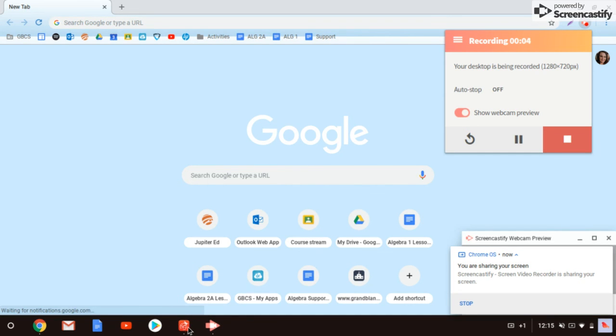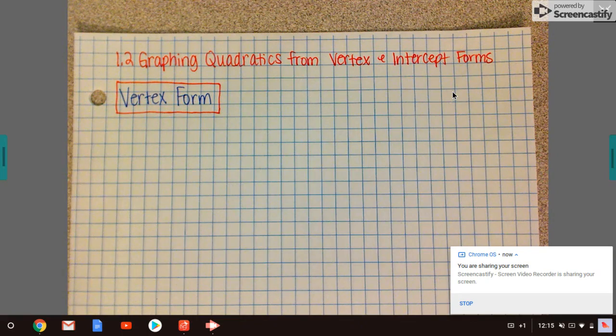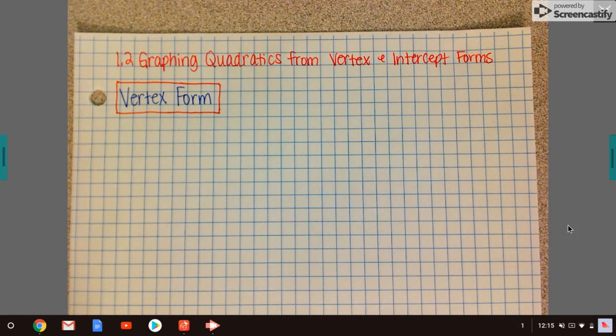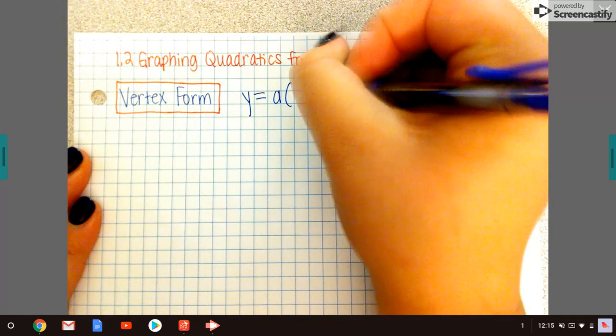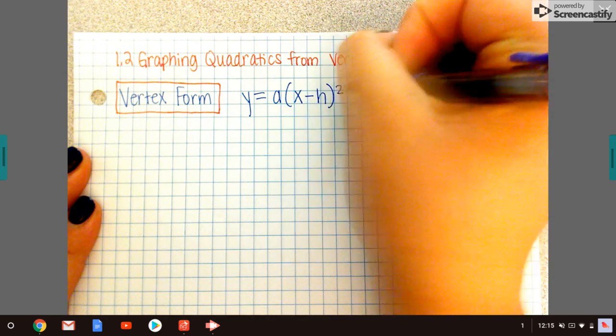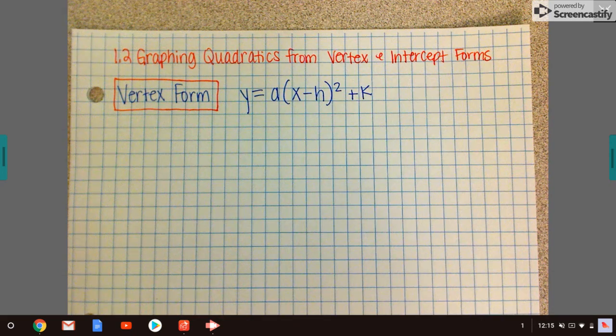We're going to go through some notes on section 1-2. It is on graphing quadratics from vertex and intercept forms. So we're going to start off with vertex form, and let me give it to you from the get-go. We've got y equals a times the quantity x minus h squared plus k. And some values should look familiar to you here.